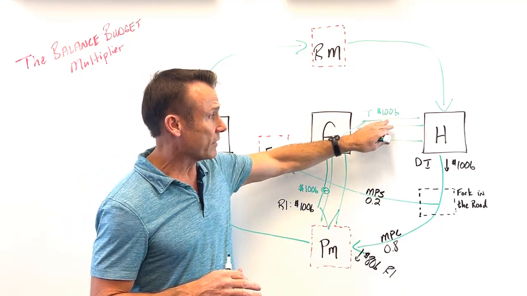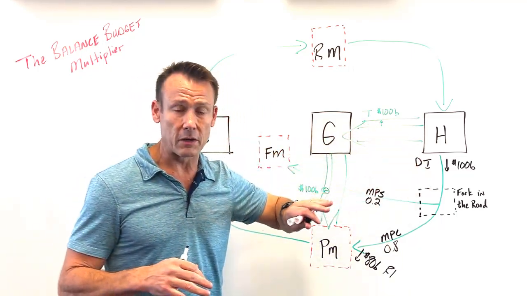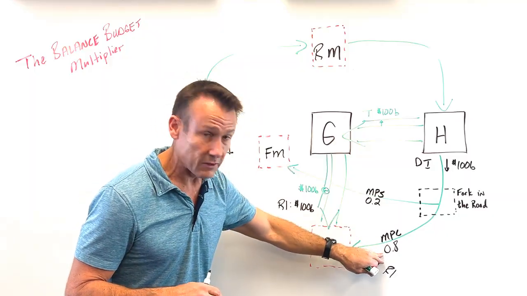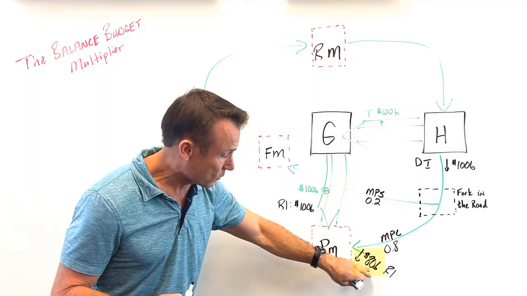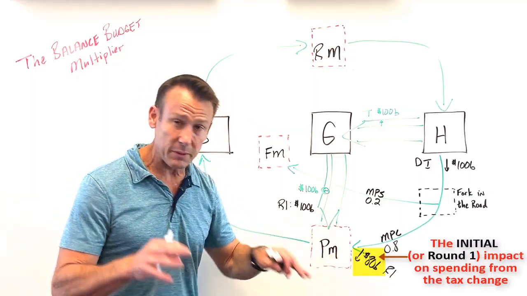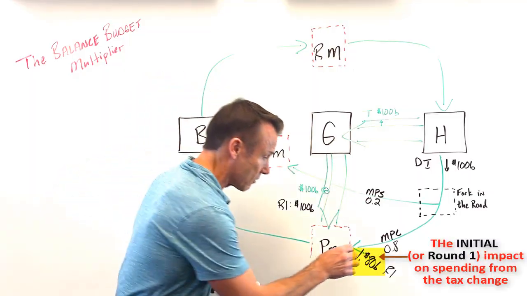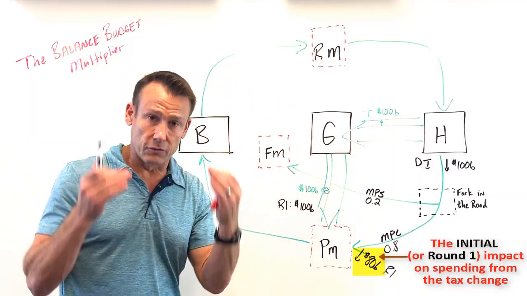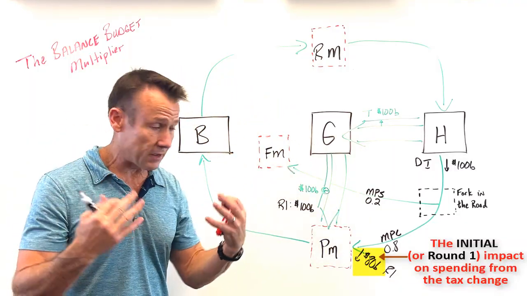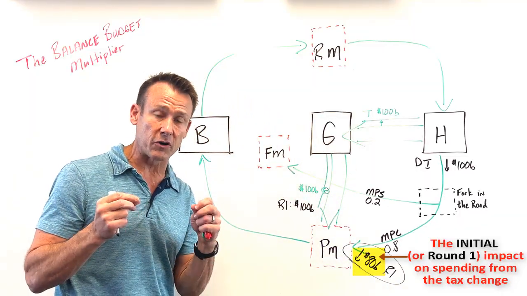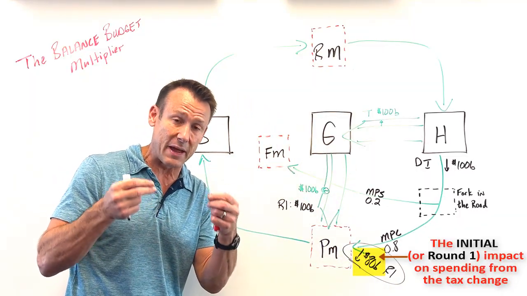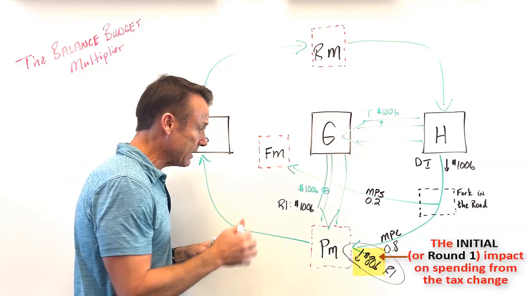So again, raise taxes by $100 billion, disposable income goes down by $100 billion, and since the MPC is 0.8 or 80%, we have 80% of $100 billion, which is $80 billion. That's going to be our reduction in spending. That's our round one impact. So what we should see as students is that the tax change is going to reduce our spending initially, the round one impact, our initial change in spending by $80 billion.